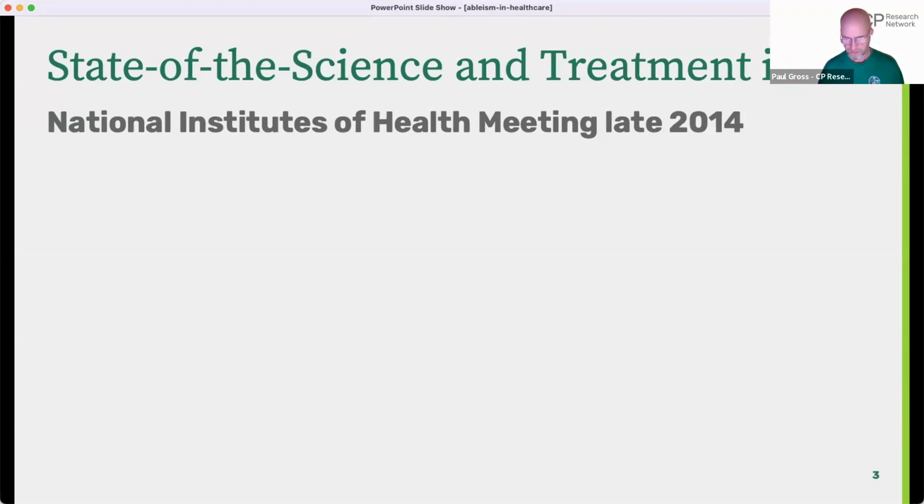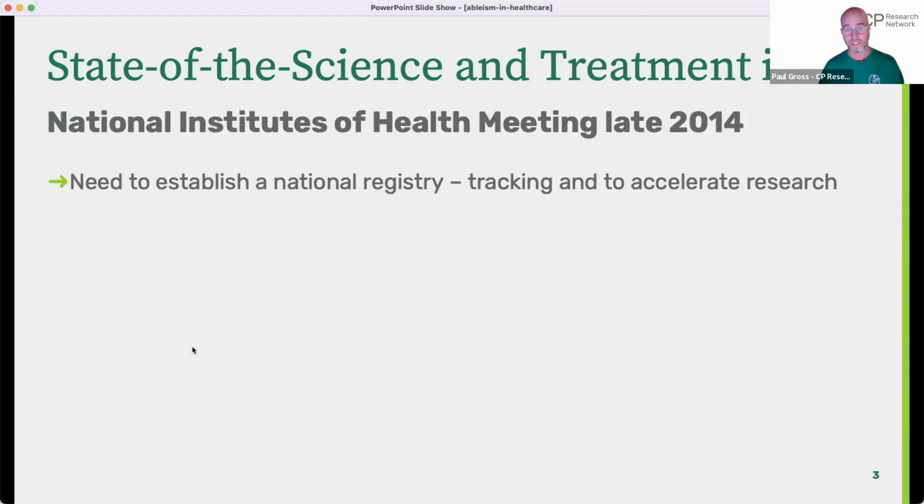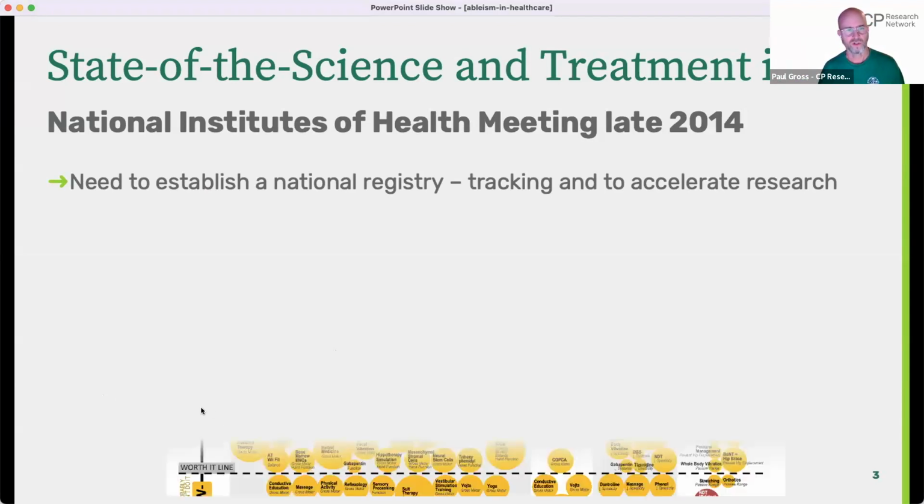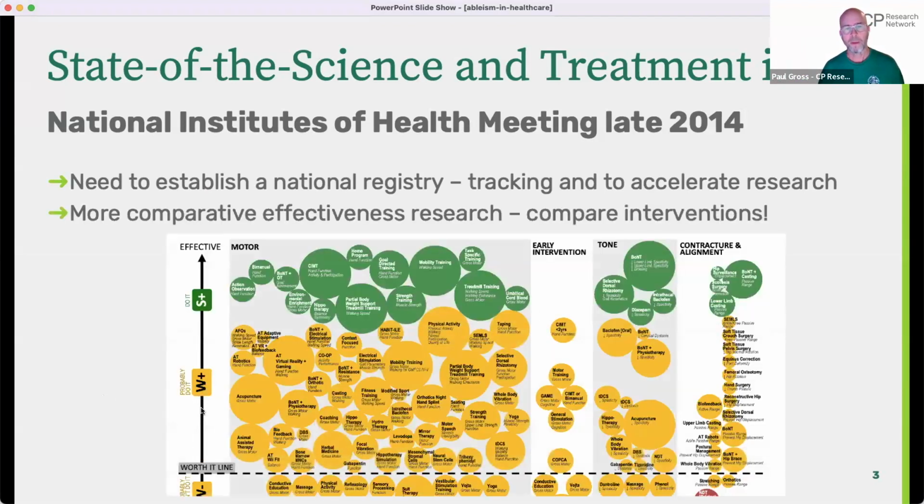And so the things that came out of that were the need to establish a national registry to track how common the condition was, but really to accelerate research, to do more comparative effectiveness research. So this is a specific type of research that compares interventions to see which one is better in a real world setting.